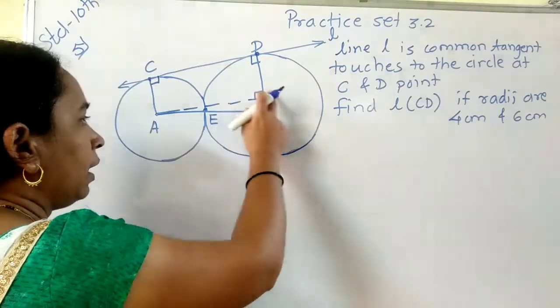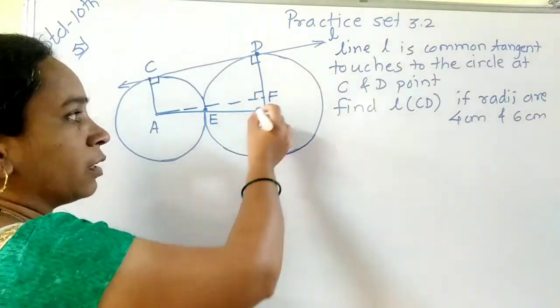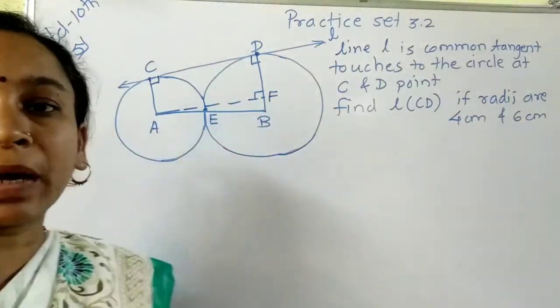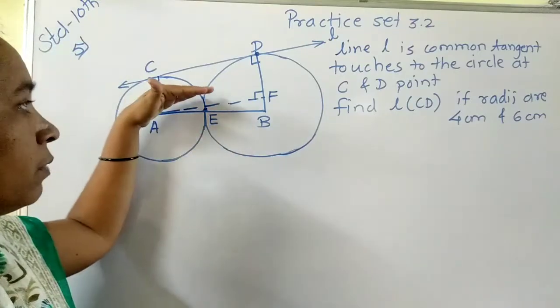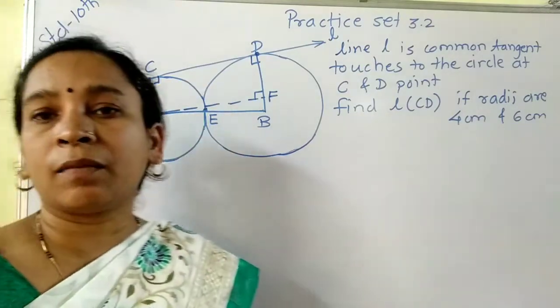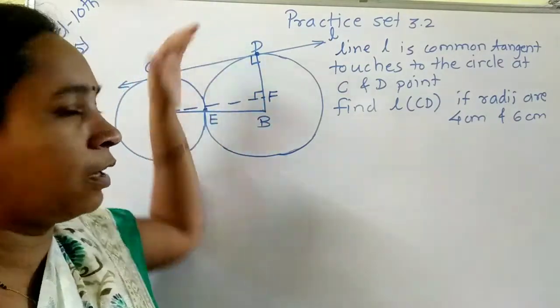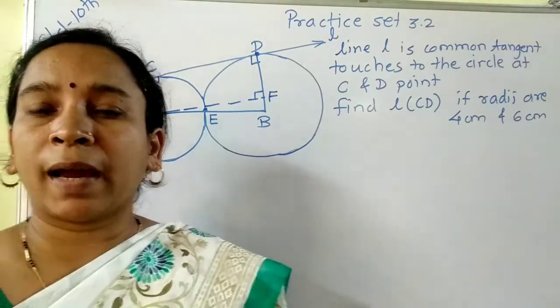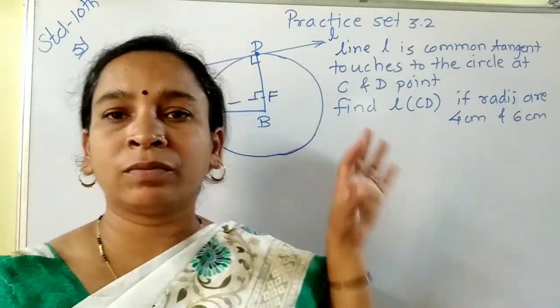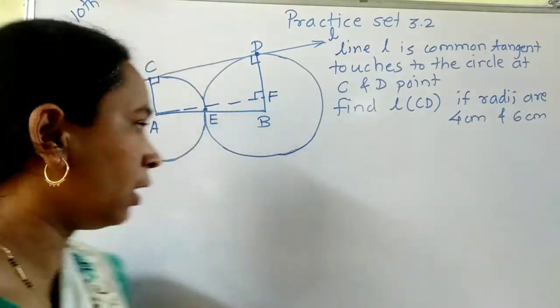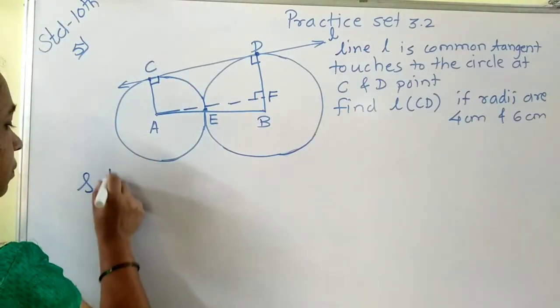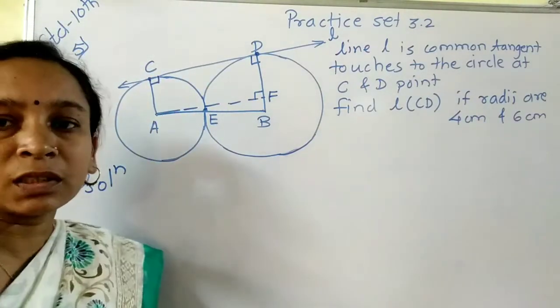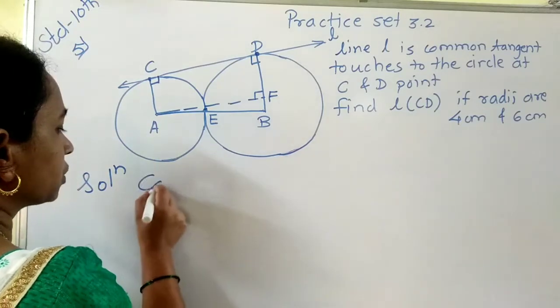In triangle AFB, this is a right angle triangle because this one is 90. So by Pythagoras theorem, I can get the value of AF. And once I get the value of AF, that would be the value of CD. So here I have given a short idea of this example. Now we will see and solve it. So solution. First I'll do the construction.